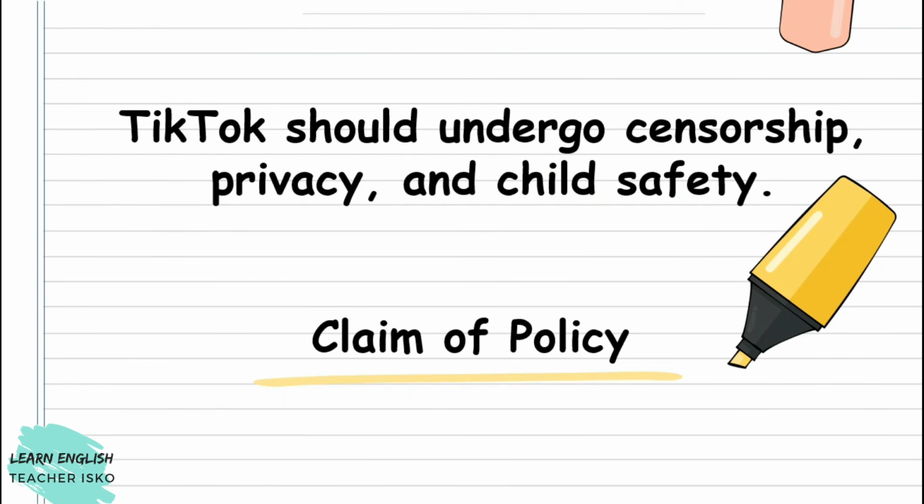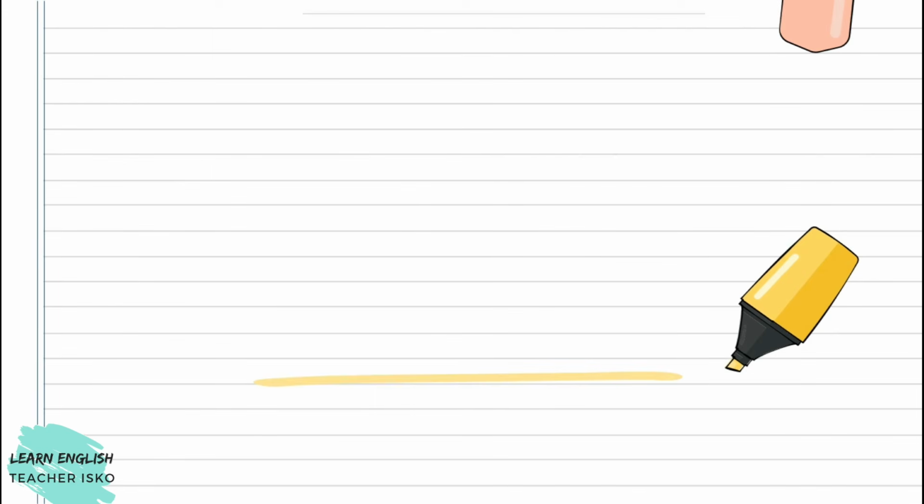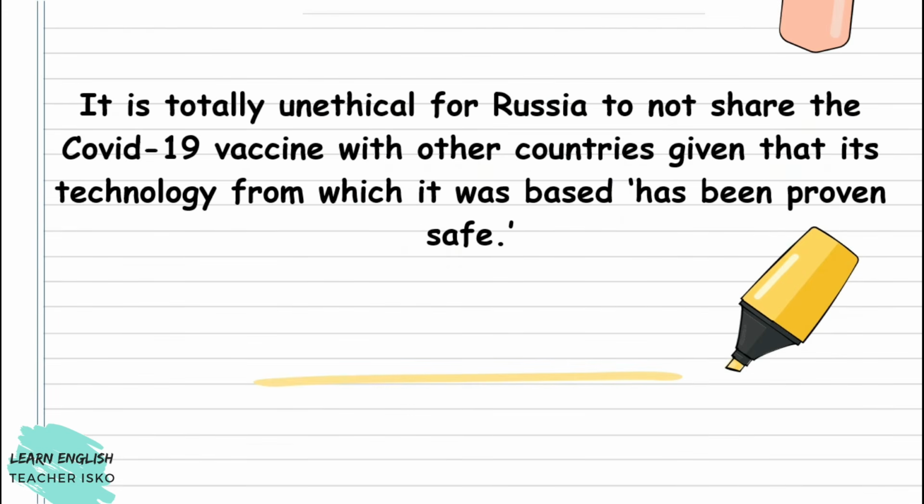Number 3. I think this is the last. It is totally unethical for Russia to not share the COVID-19 vaccine with other countries given that its technology from which it was based has been proven safe. Is it a claim of fact, claim of policy, or claim of value? What do you think? If you say that this is a claim of value, you are absolutely correct.